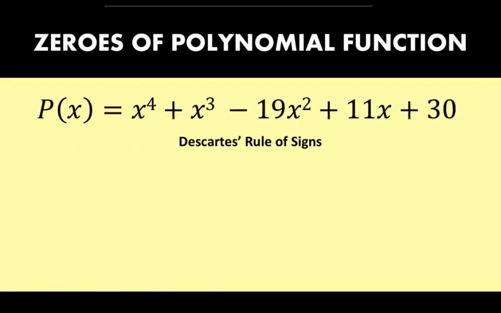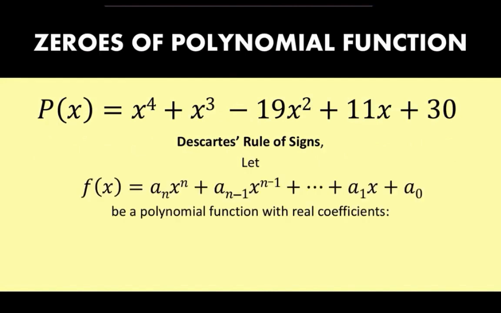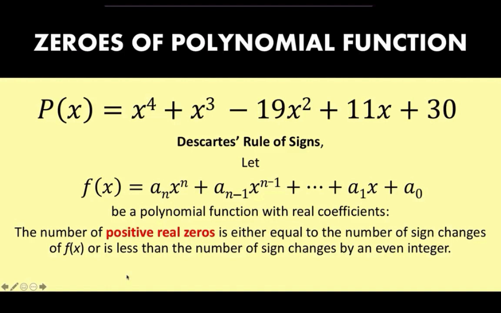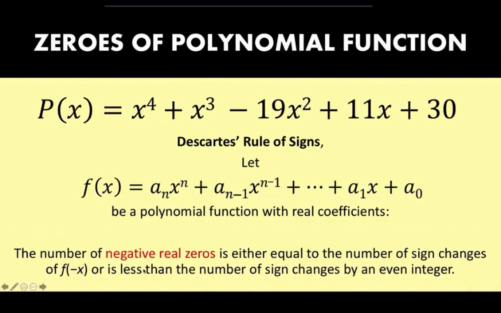One of them is to use the Descartes rule of signs. If we let f of x be a polynomial function with real coefficients, meaning the coefficient a sub n is a real number, then the number of positive real zeros is either equal to the number of sign changes of f of x or is less than the number of sign changes by an even integer. And the number of negative real zeros is either equal to the number of sign changes of f of negative x or is less than the number of sign changes by an even integer.